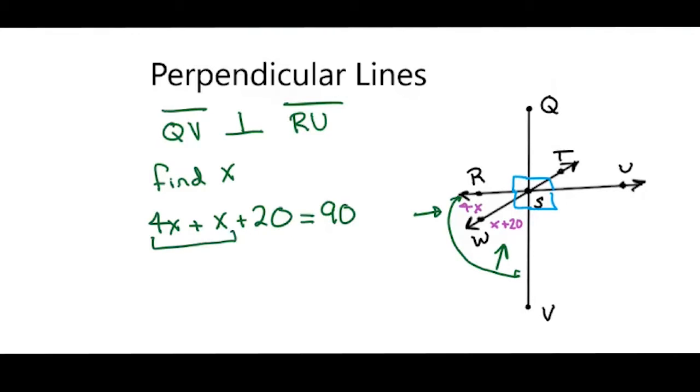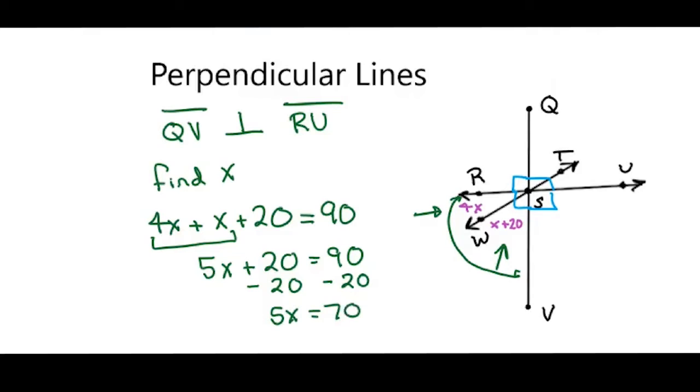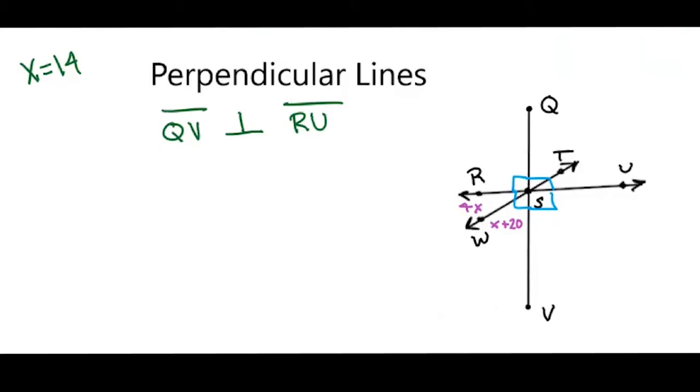So I know that 4x plus x is 5x plus 20 equals 90. Now I'll subtract 20 from both sides of the equation, and I have 5x equals 70. So I'll divide both sides by 5. That means that x equals 14. So that's some handy information to have. I will write that up here. X equals 14.